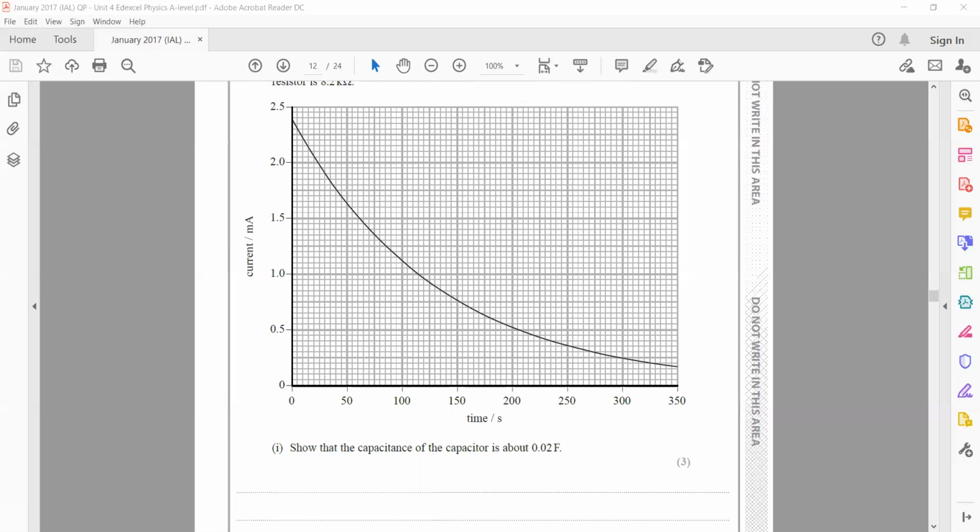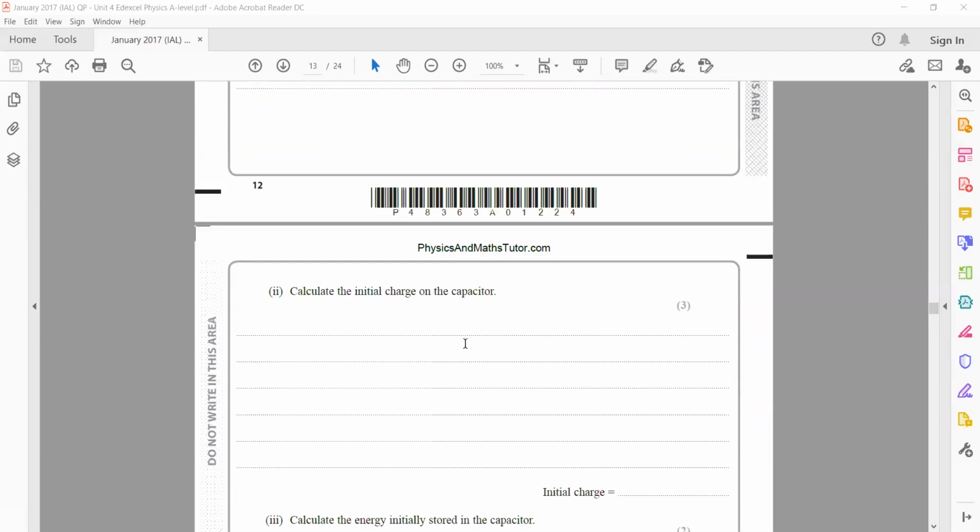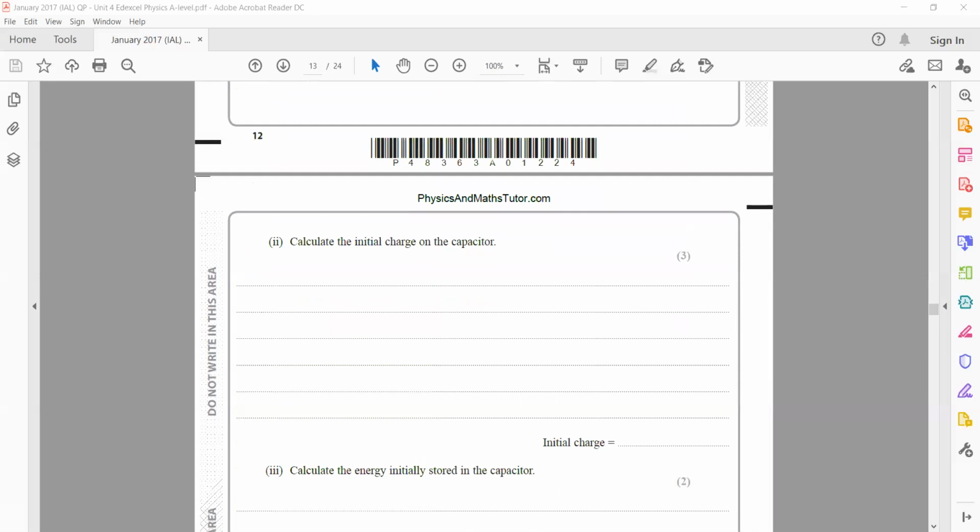For the next part, calculate the initial charge on the capacitor. So how can we find the initial charge on the capacitor, or the maximum charge on the capacitor? So we have the formula Q is equal to CV. So if I know the capacitance, because we worked it out in the previous part, which is approximately 0.02 farad, then I need a voltage. So how can I find the voltage?